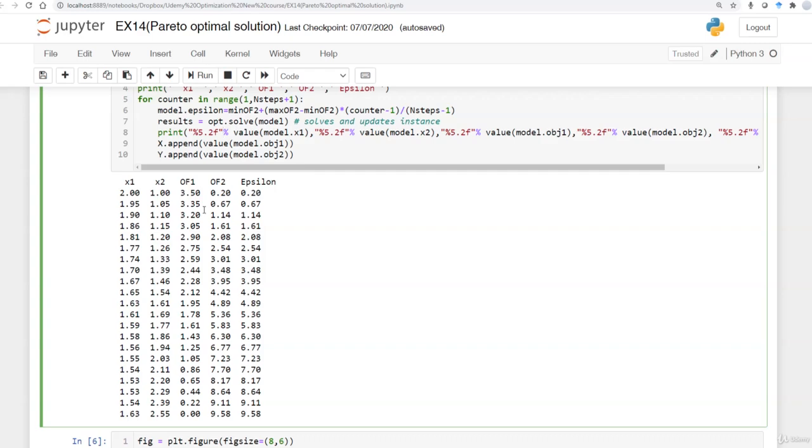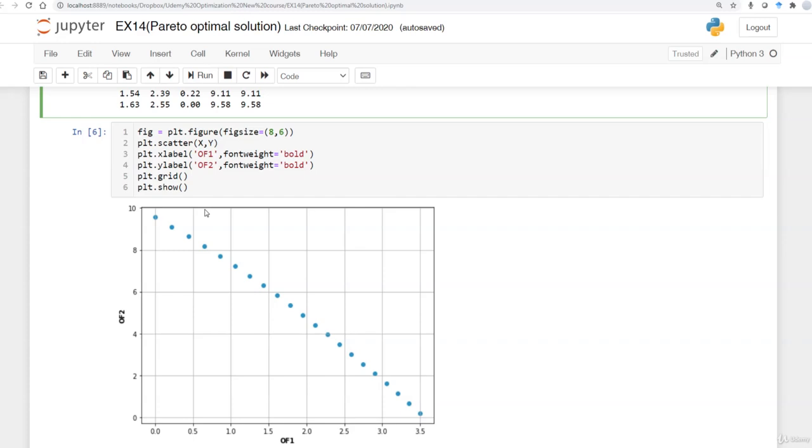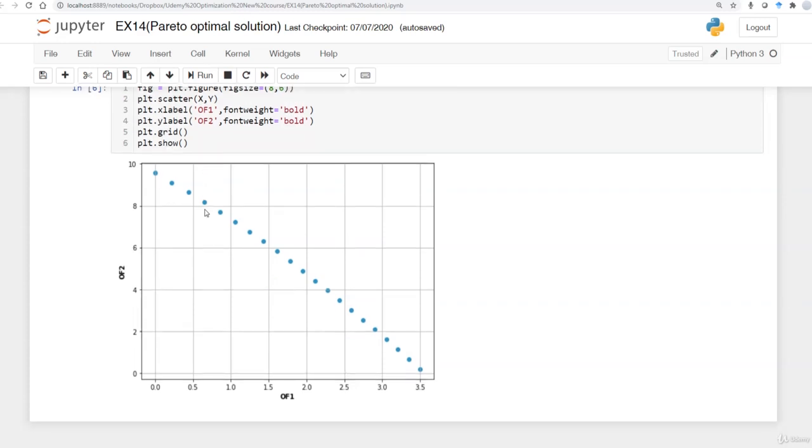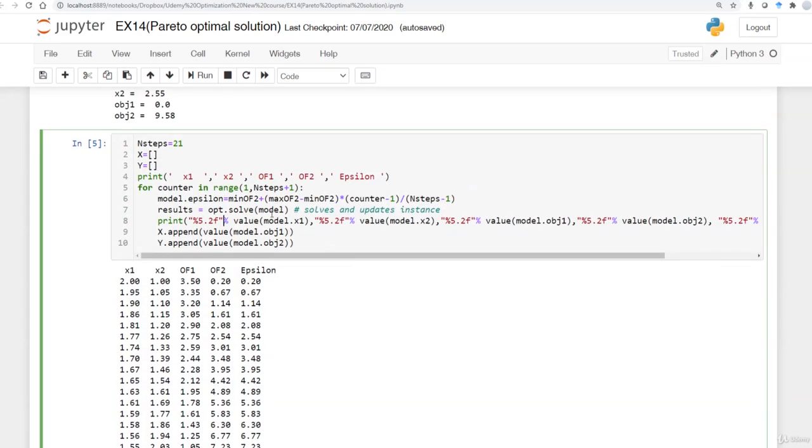Okay, and if you want to graphically show it, you can see it here. Okay, so the number of points depends on how many steps you have specified for your programming. Okay, and that's it. Thank you very much.